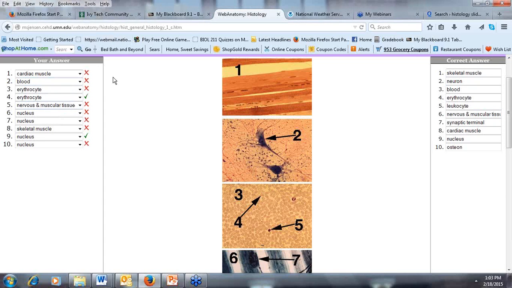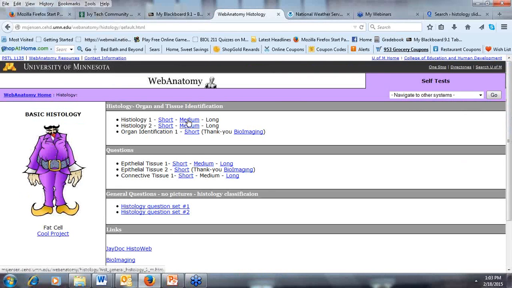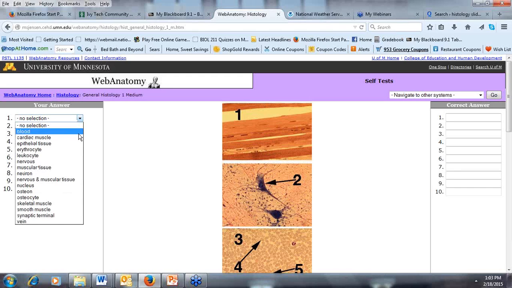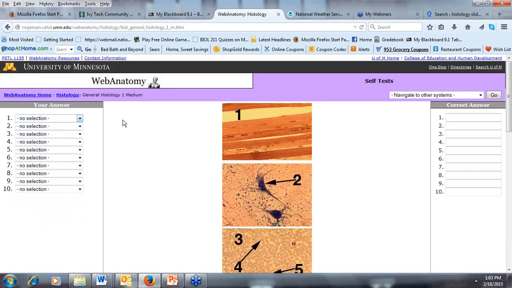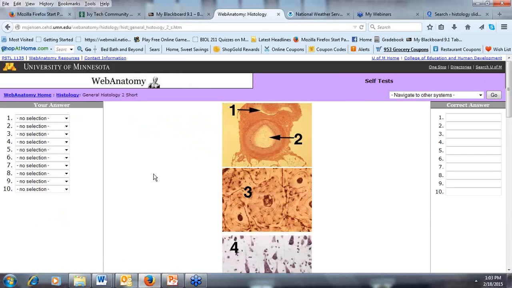Then what you can do is go back, and that was the short list. If you want to make things a little tougher for yourself, you get a medium or a long list. They'll give you more options to choose from, and that way you can narrow it down even more. And what's nice is it will tell you what slides you need to take a closer look at.